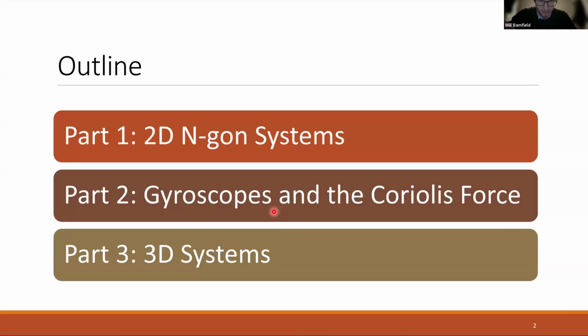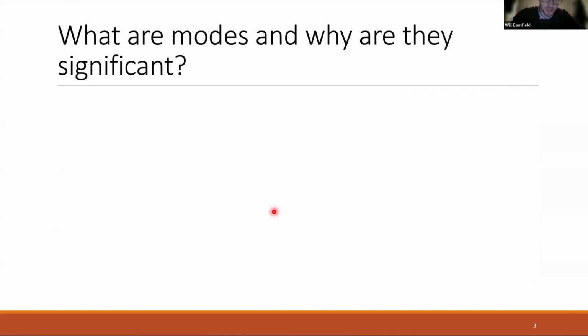So I've got an outline of the talk first. Part one, we'll look at these 2D N-gon systems. Part two, I'll move on to gyroscopic systems and how we can model the Coriolis force using this. And then part three will be on 3D systems.